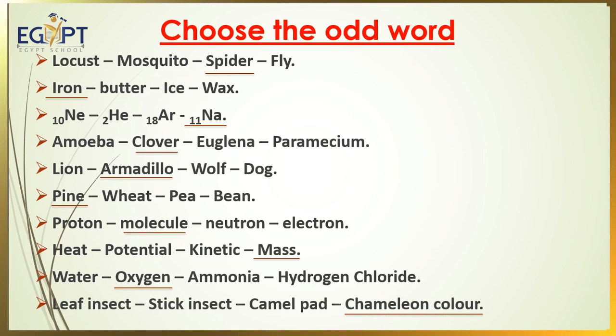Leaf insect, stick insect, camel pad, chameleon color. The different one is chameleon color, because camel pad, stick insect, and leaf insect all have structural adaptation. The first three adaptations are structural, while chameleon color is not a structural adaptation; it's a functional adaptation.